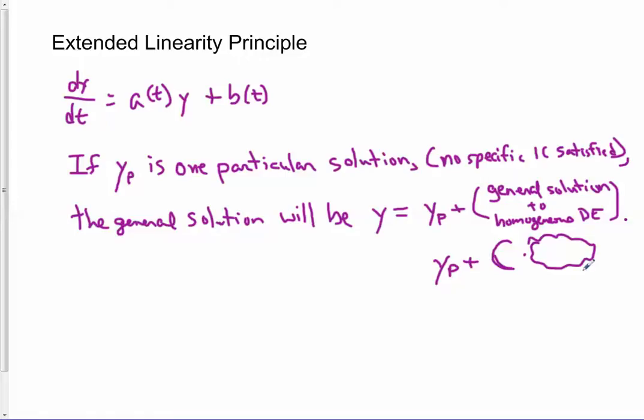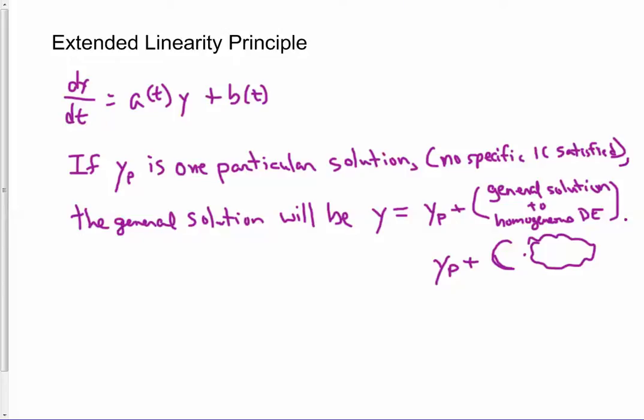So again, getting the homogeneous one, we saw that that's not too bad because that's always separable. It involves doing an antiderivative that hopefully you can do, but let's assume we can do that. That's fine. And then if we can get the one particular solution, then this combination will give us the whole thing. So it's all about then finding that one particular solution.